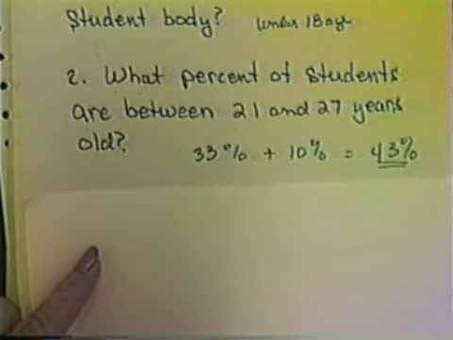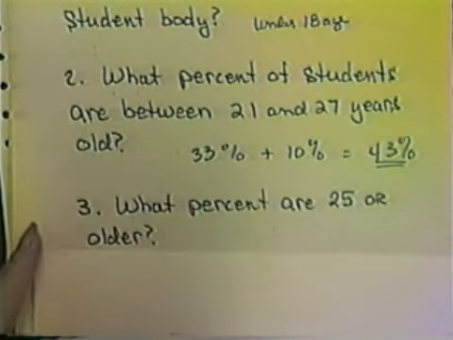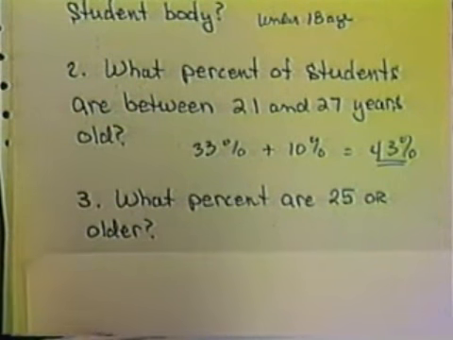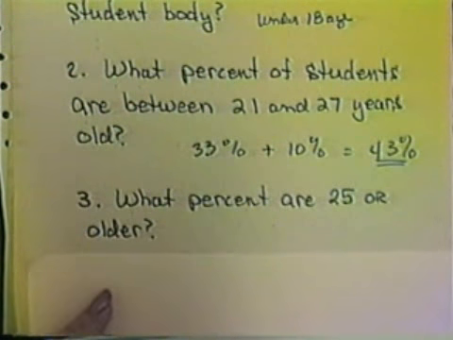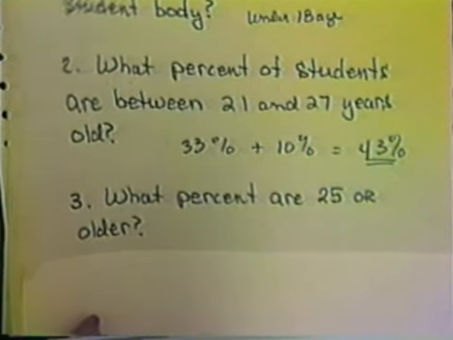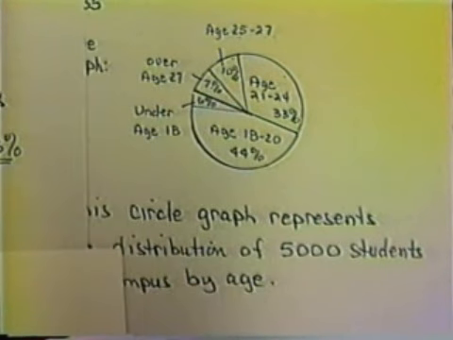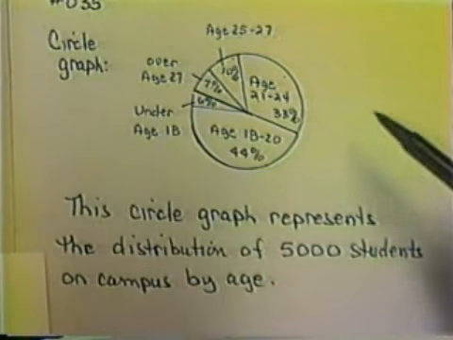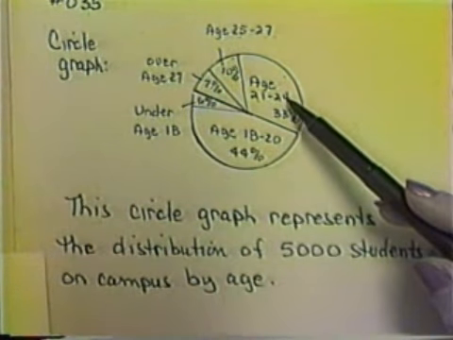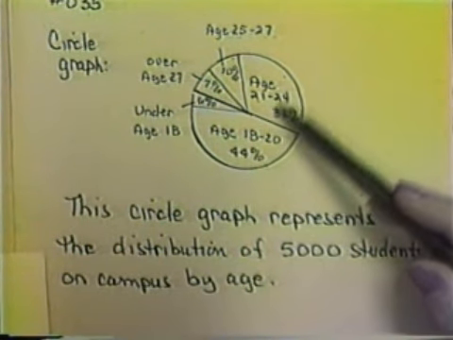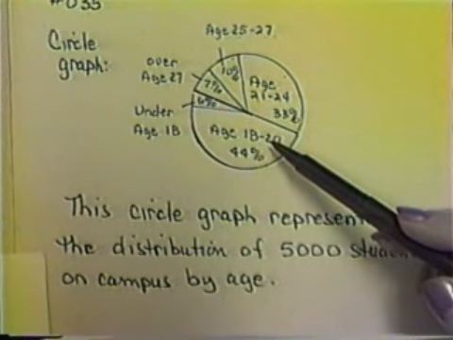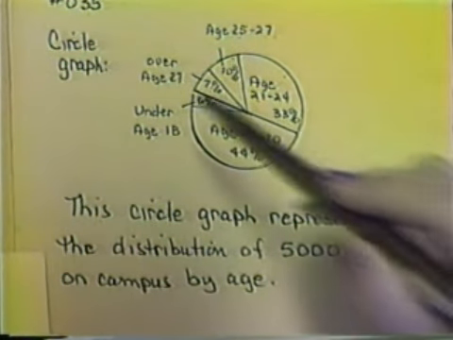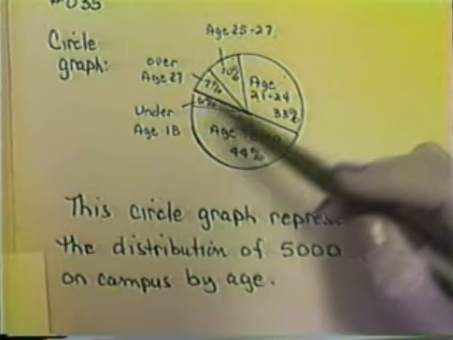Okay, our second example that we're going to look at. The second example is, what percent are 25 or older? We want to know the percent that are 25 or older. So we're going to have to go to our graph again. And let's see, this is 21 to 24, so that isn't, they're not 25 there. 18 to 20, that doesn't work. Under age 18 is not going to work.